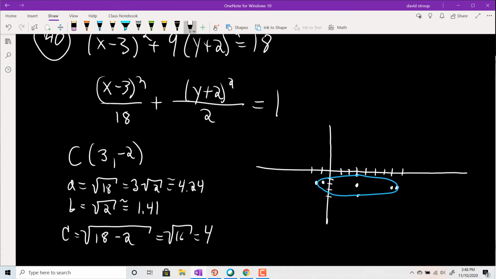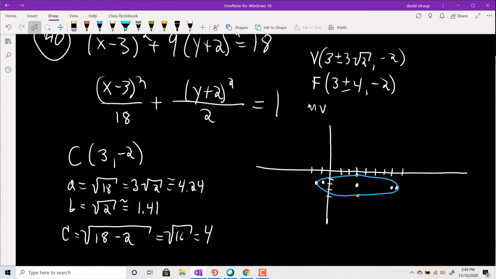Right. The formulas for the focus and the vertices, you can kind of just use those formulas from above. So the main vertices will be by moving in the x direction. So it would be 3 plus or minus 3 square root 2, comma, negative 2. The foci, then you're moving by c, so you go 3 plus or minus 4, comma, negative 2. And then for the minor vertices, I'll just call it MV, you're moving up and down. So you're manipulating the y coordinate, so it'll be negative 2 plus or minus root 2.